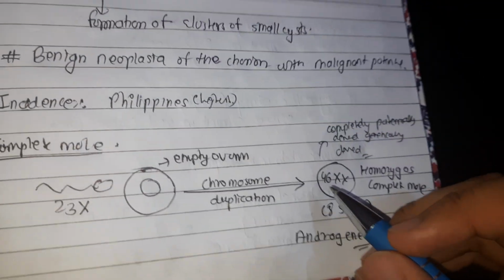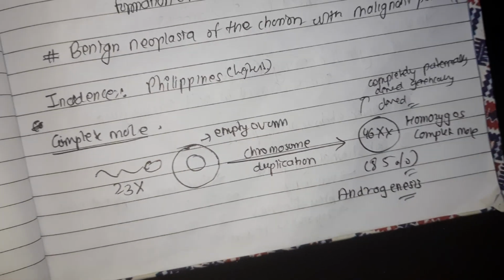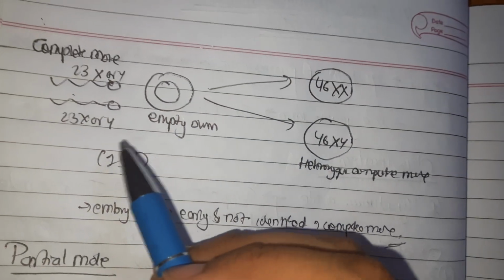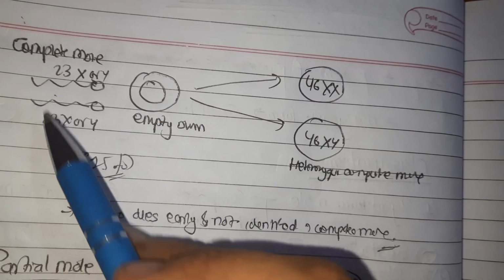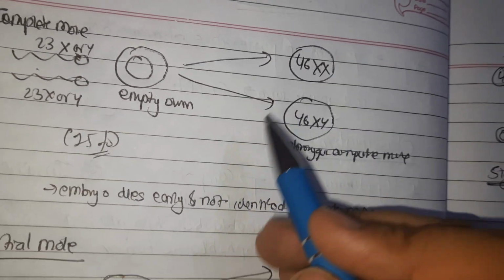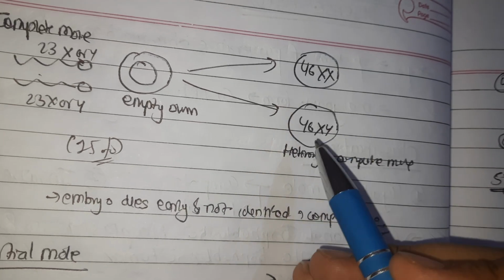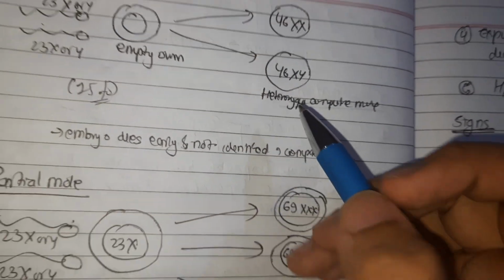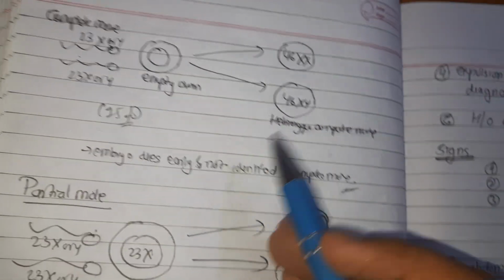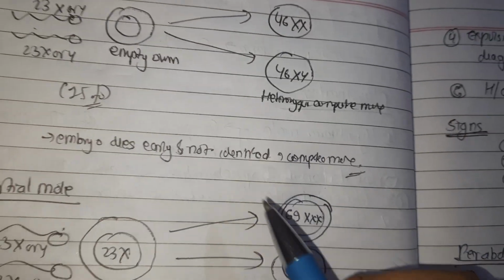The chromosome may be 46XX, and this is present in almost 90% of complete moles. However, in around 10 to 15% of complete moles, the empty ovum might be fertilized by two different sperm, and that may result in 46XX or 46XY, and both are entirely paternal. The embryo dies early and cannot be identified in complete mole. So no embryo is formed in complete mole, only trophoblastic tissue is there.